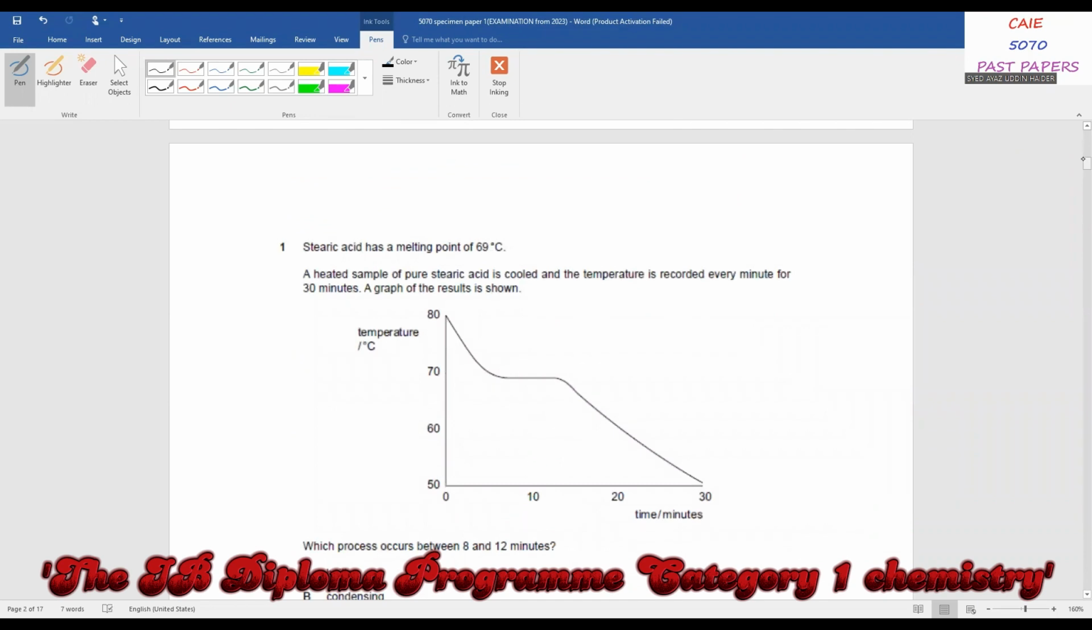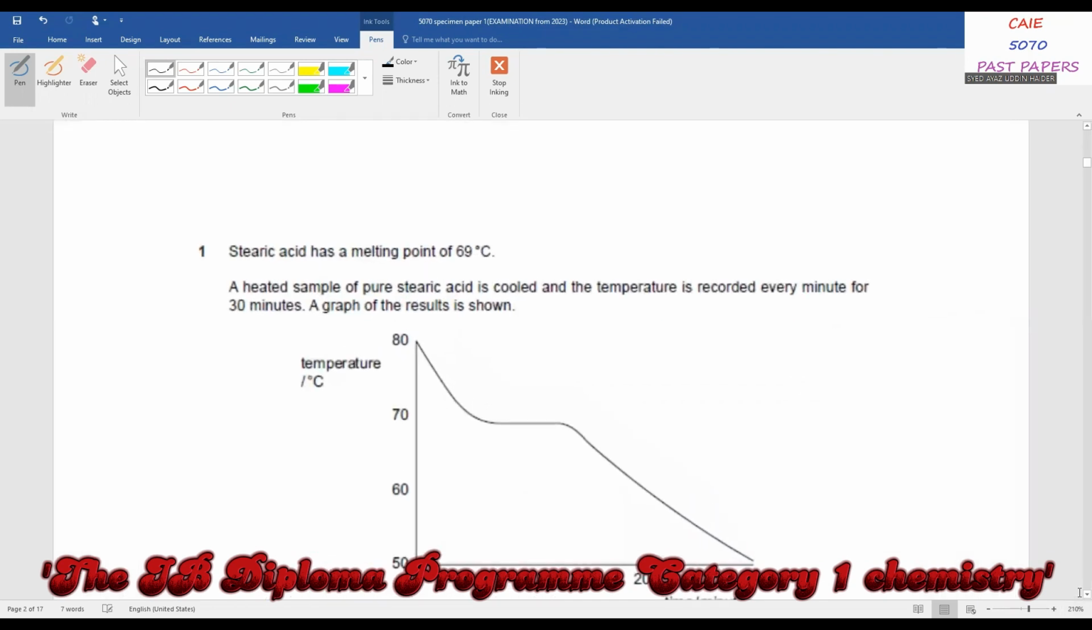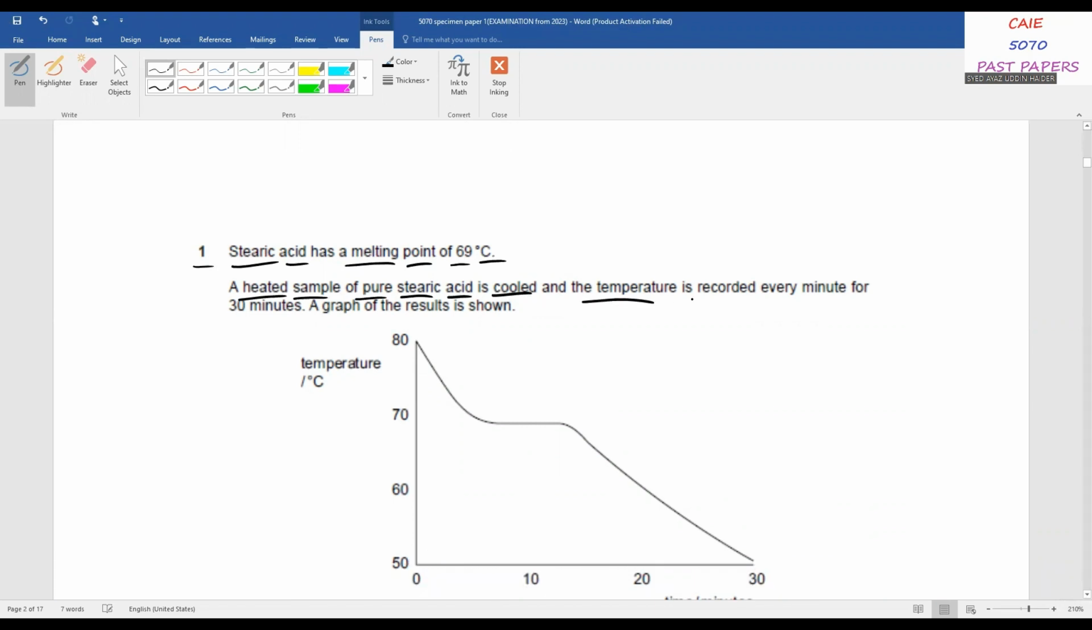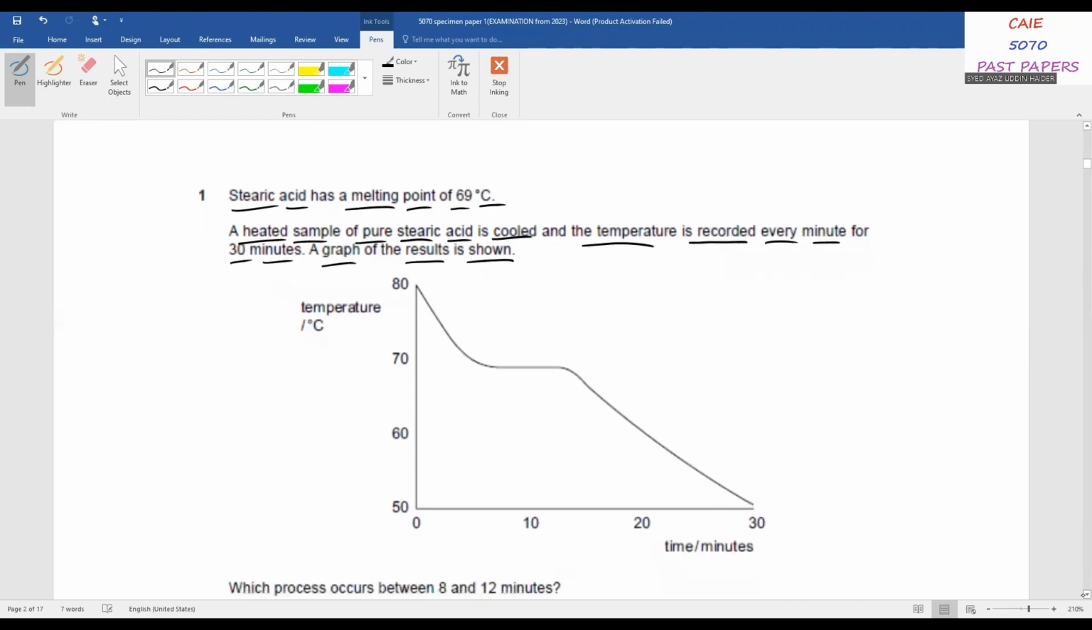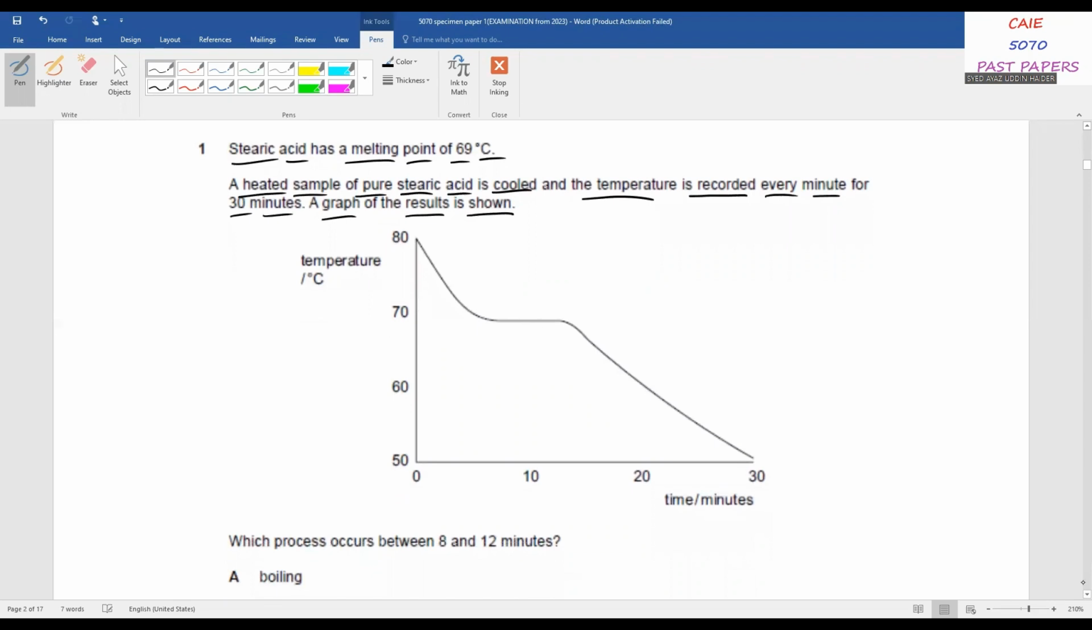So here's question number 1. Stearic acid has a melting point of 69 degrees centigrade. A heated sample of pure stearic acid is cooled and the temperature is recorded every minute for 30 minutes. A graph of the results is shown. You see on the x-axis, the time is given, and on the y-axis, you have temperature in centigrade. Which process occurs between 8 and 12 minutes? So this will be the 8-minute and 12-minute.